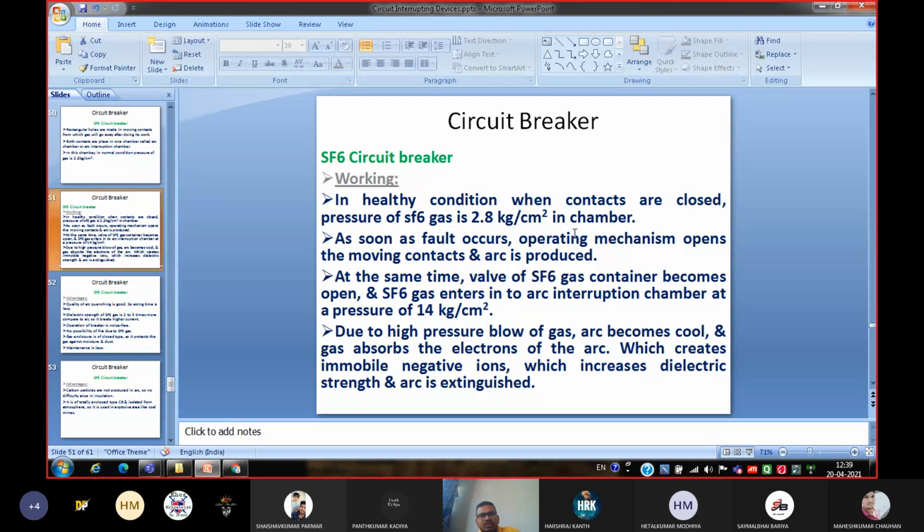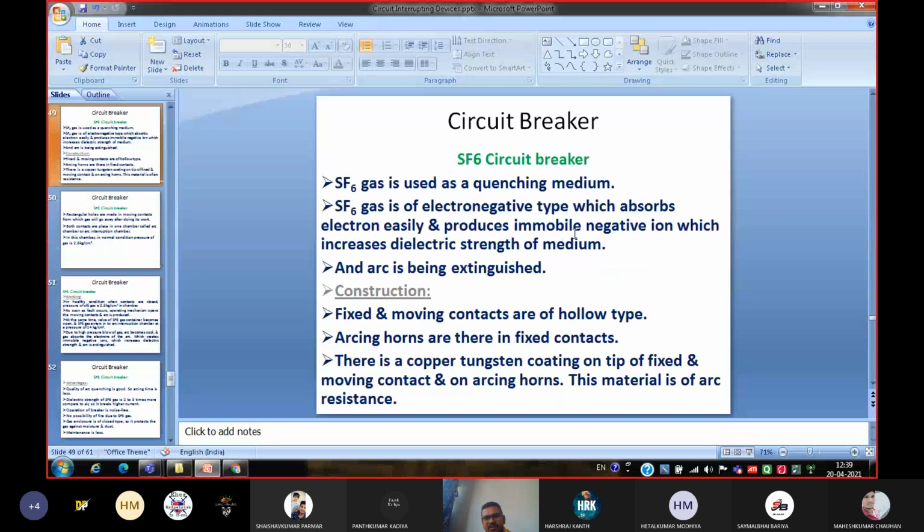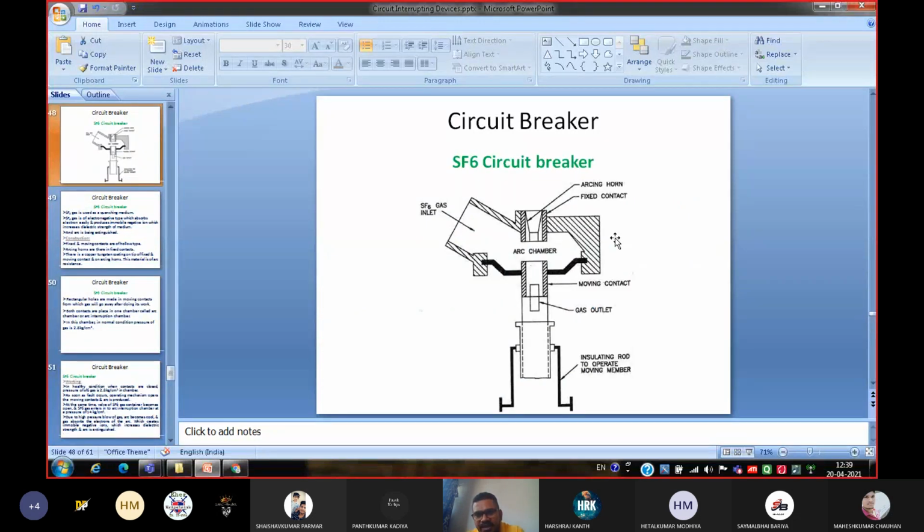Now what happens as soon as the fault occurs? The operating mechanism opens the moving contacts and an arc is produced. Okay, look here. Now we assume that a fault occurs in the system. As soon as the fault occurs, this operating mechanism operates the moving contact away from the fixed contact. This moving contact moves in the downward direction, so it becomes separated from the fixed contact.